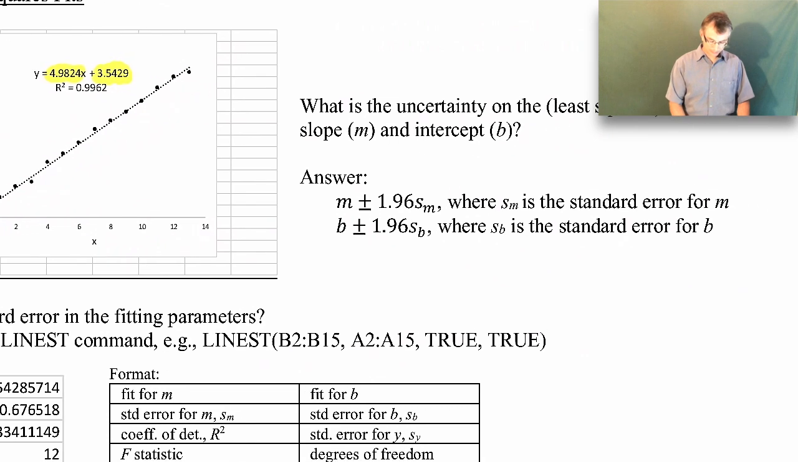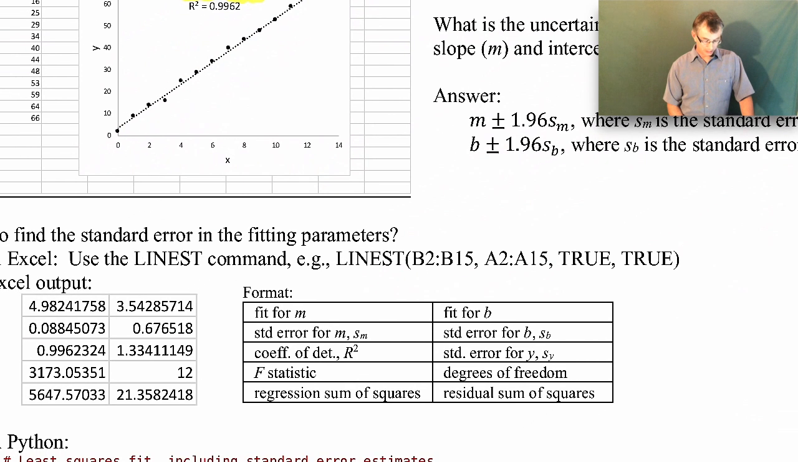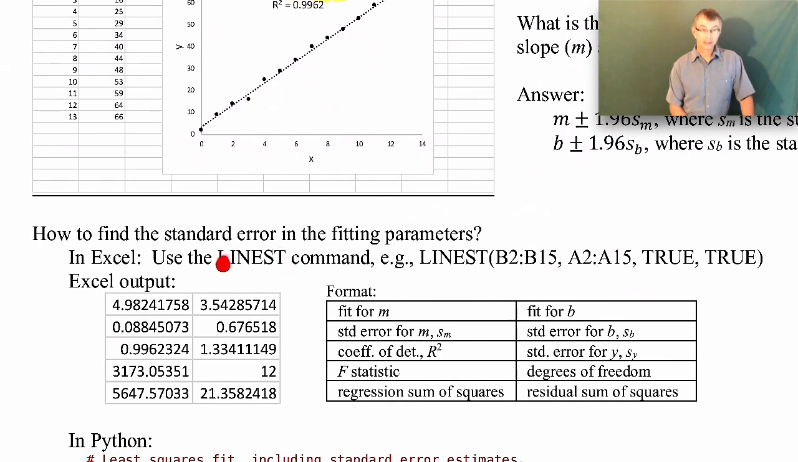Well, the uncertainty on that will be the slope value plus or minus the 1.96, we know this from our previous discussion, times the standard error for the slope. And similarly for the intercept, it'll be intercept value plus or minus 1.96 times the standard error for the intercept. So in order to get the uncertainty for the slope and the intercept, you need to know those standard errors. Well, how do you get that? Well, it turns out you can actually get it from Excel using the linest command. And you'll just have to look at the documentation for Excel to do that.